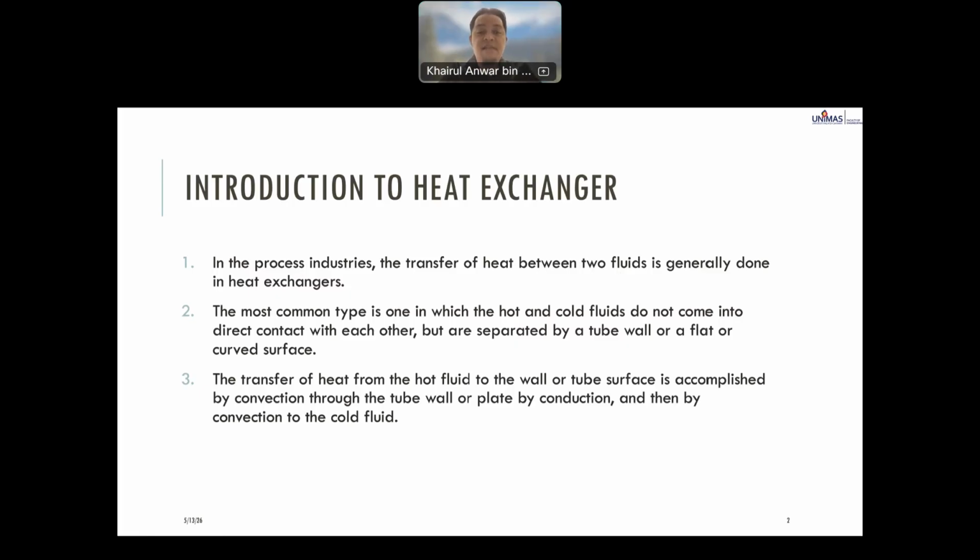So the transfer of heat is from the hot fluid to the tube wall and then through the tube wall. The transfer of heat from the hot fluid to the tube wall, we call it convection. Meanwhile, the transfer of heat within the tube wall or the plate is by conduction, and then by convection to the cold fluid.